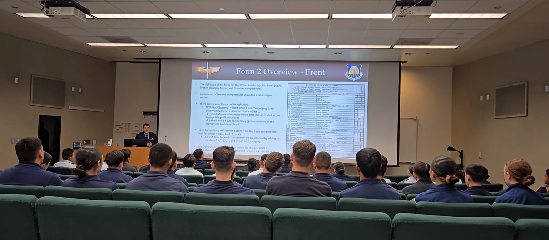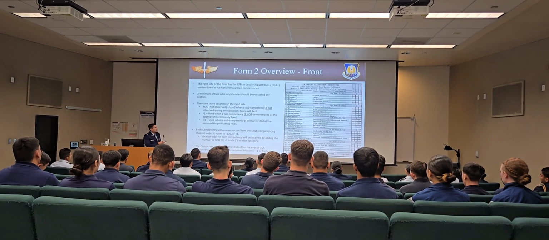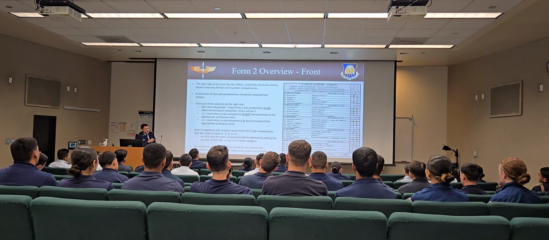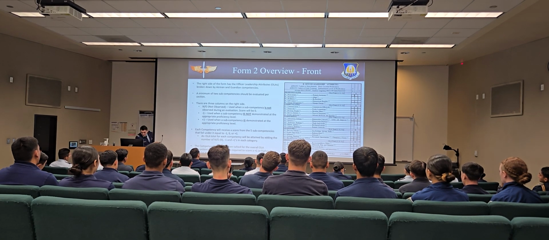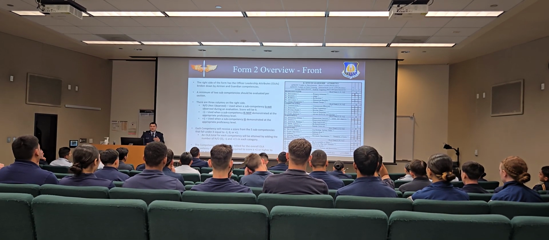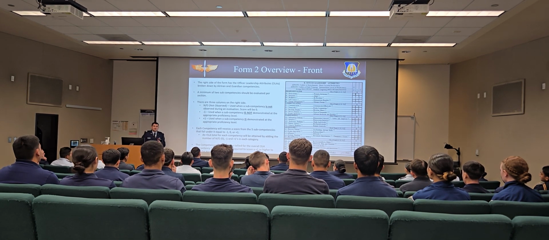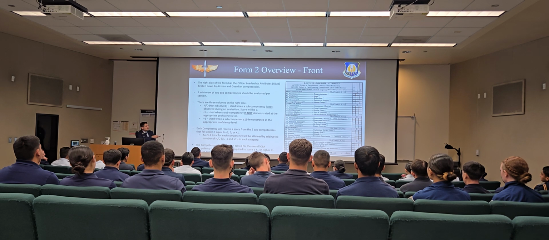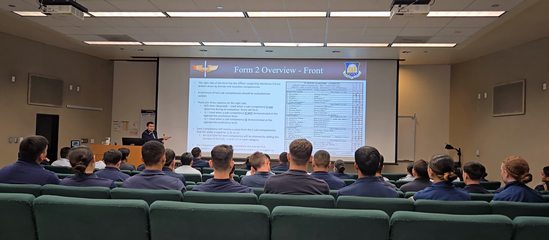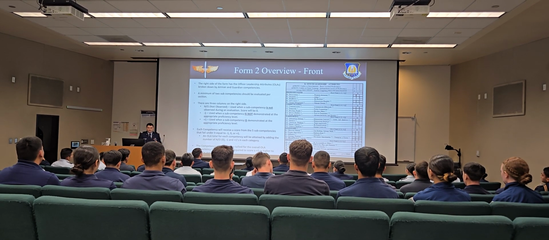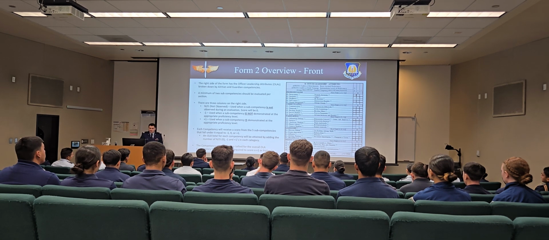There are 3 columns on the right side. NO, which is right here, means not observed. When a sub-competency is not observed during evaluation, the score will be 0. So there's going to be times where all these right here are not going to be used, and that's okay. And that's the point of that section.